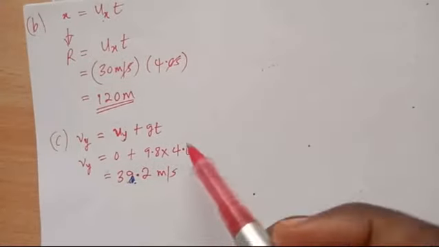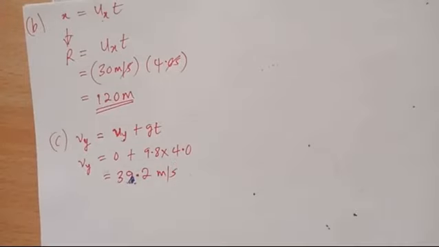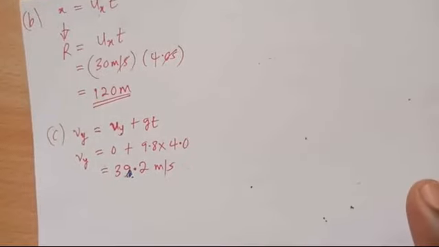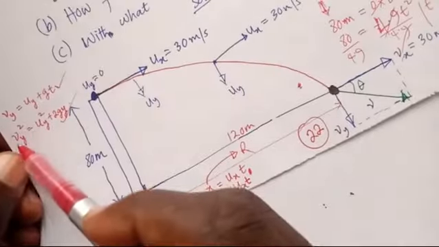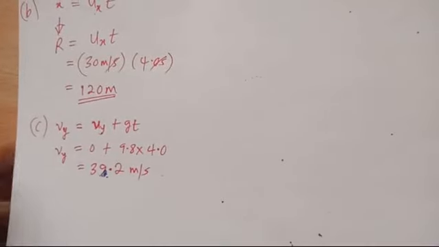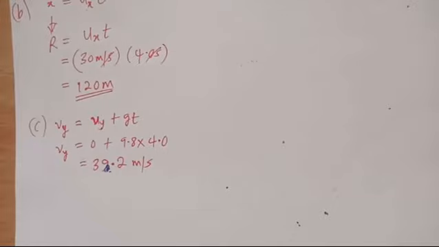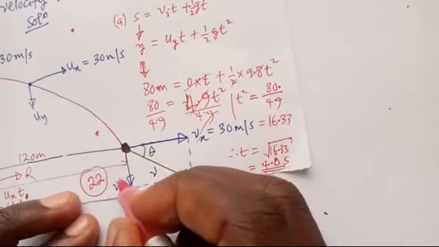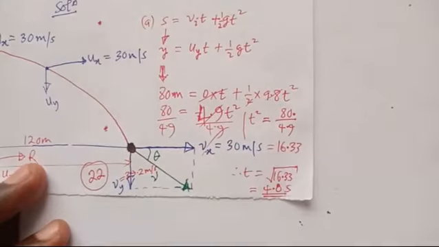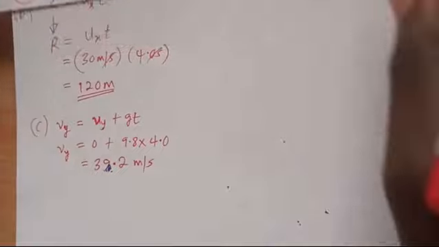If you approximated this t to 4.04, which is 2 decimal places, and multiply 9.8 by 4.04, you have approximately 39.6. There is a difference of 0.4, but since we approximated to 1 decimal place, we are going to keep it that way. The other formula will give you 39.6, but we are maintaining the first one. Now we know the final vertical velocity, approximately 39.2 meters per second.